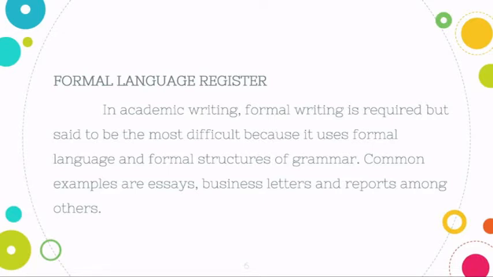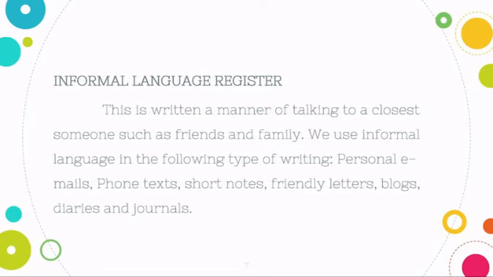That's it for the formal language register. Now let's move on to the next one. Informal language register. This is written as a manner of talking to someone closest to you, such as friends and family. We use informal language in the following types of writing. We have personal emails, phone texts, short notes, friendly letters, blogs, diaries, and journals.